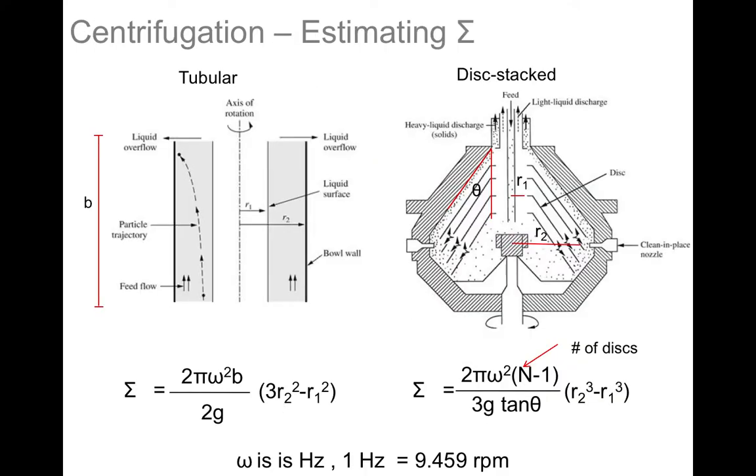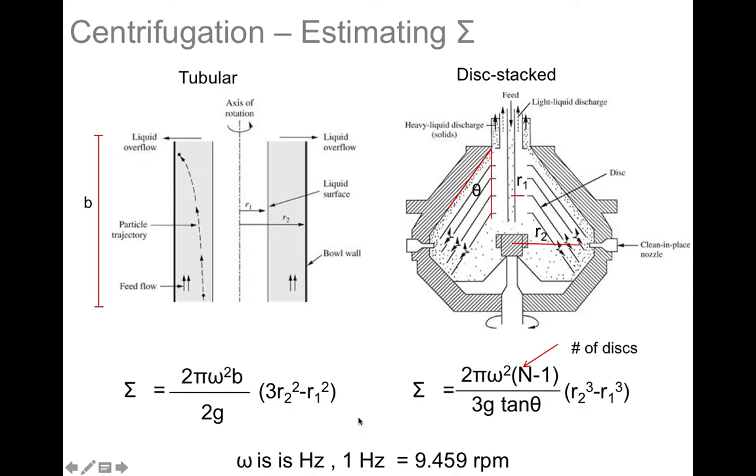So how do we estimate the sigma factor for a centrifuge? We can actually come up with some pretty specific equations in the case of a tubular or disc stack centrifuge to calculate the sigma factor. So in the case of a tubular centrifuge, R2 would be the radius of the tube, R1 would be the radius of the liquid surface.